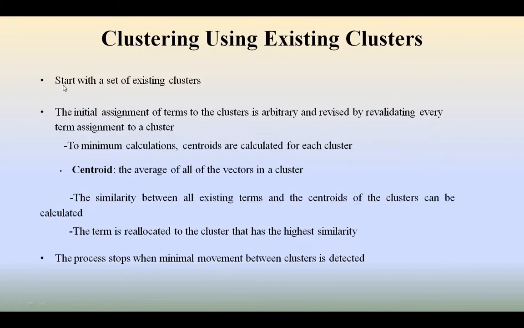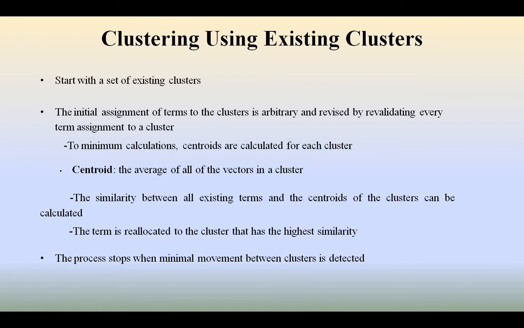We start with the existing clusters. The initial assignment of the terms to the clusters is arbitrary and is revised by revalidating every term assignment to the cluster. To minimize the calculations, the centroids are calculated. What is the centroid actually? It is the center point of the cluster. This process stops when minimal movement between the clusters is detected.